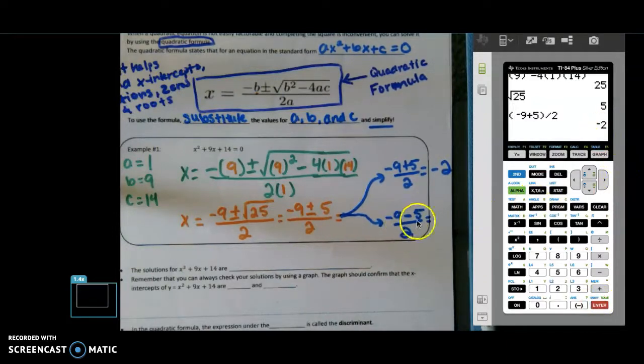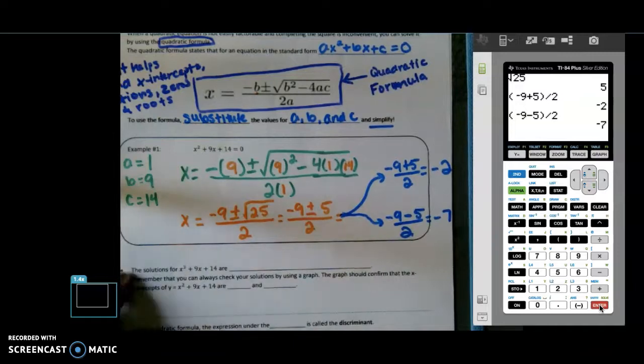Let's do the second one. Parentheses, negative 9 minus 5, parentheses. See how I put the numerator in parentheses? Then divide by 2. And then I get negative 7. So now I get negative 7.